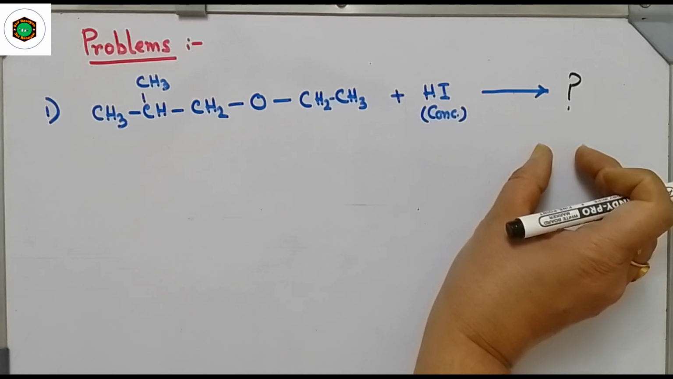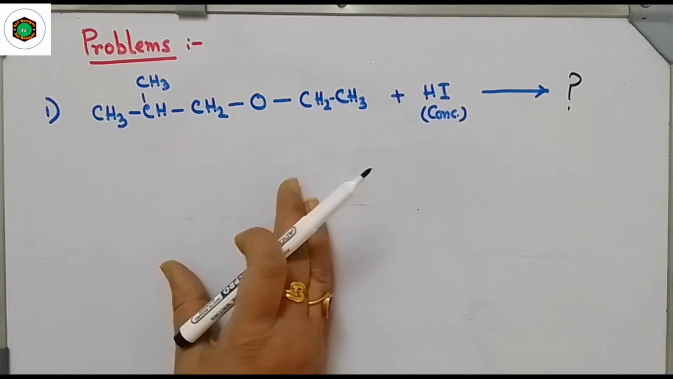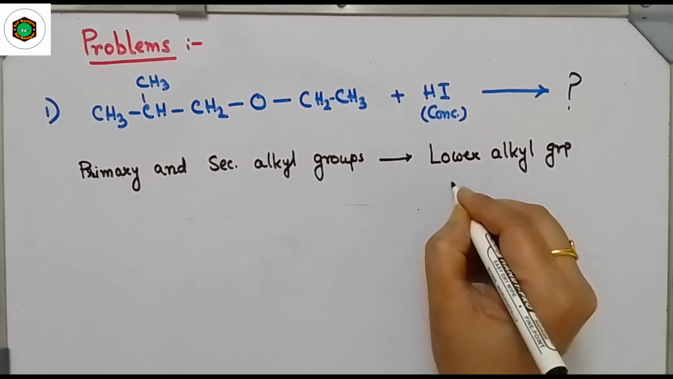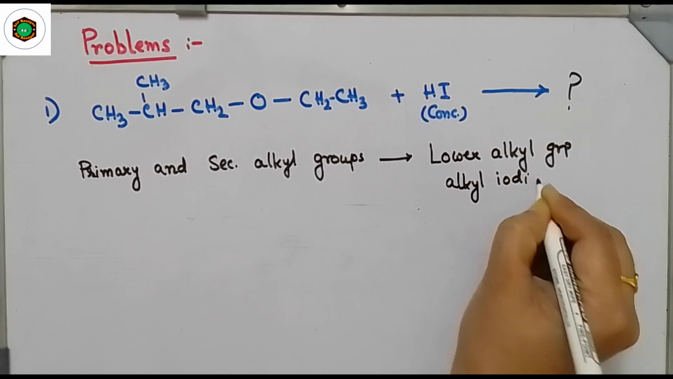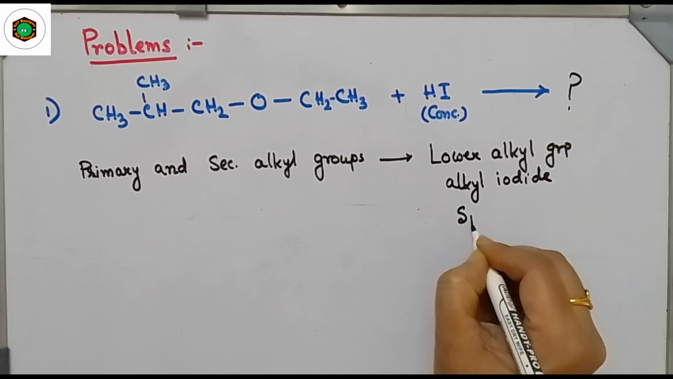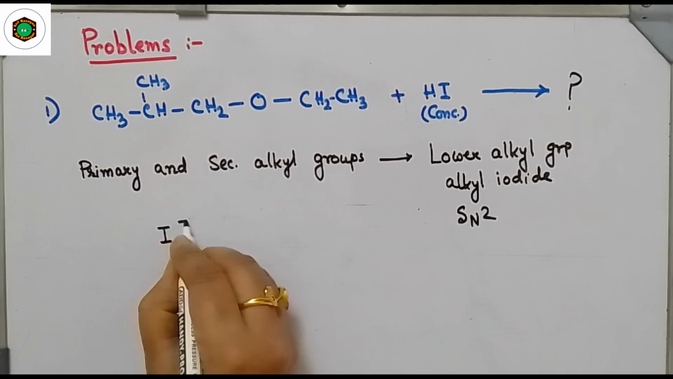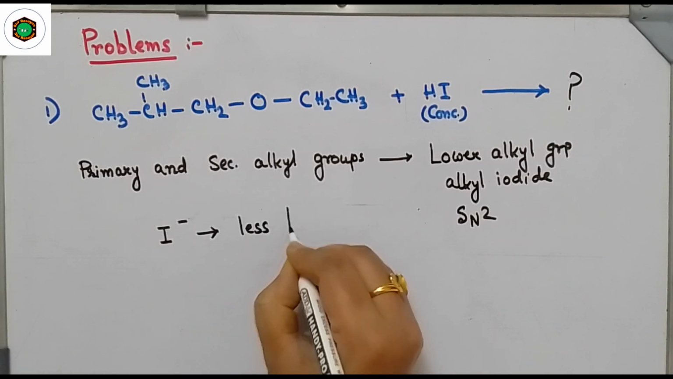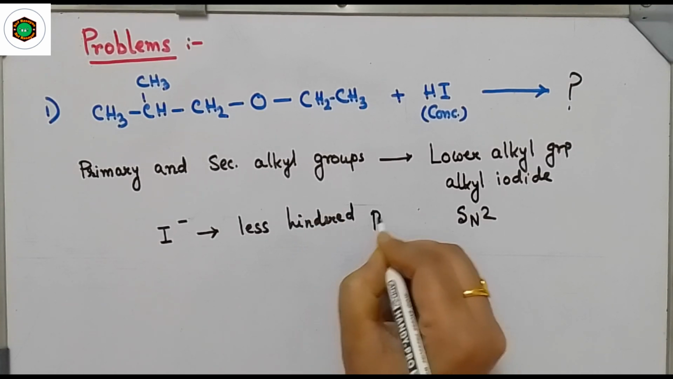So what are the products? Remember, when primary and secondary alkyl groups are present, the lower alkyl group gives alkyl iodide. By which mechanism? By nucleophilic substitution, bimolecular SN2 mechanism. That means iodide attacks at the less hindered position.